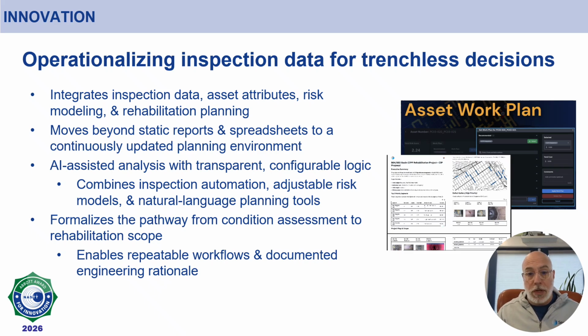The risk recipes are fully transparent. Engineers can see every factor contributing to a score. Weightings can be adjusted to reflect local priorities such as clay pipe deterioration, deep installations, or assets near schools and hospitals and waterways. And when those weights change, scores recalculate instantly across the network.